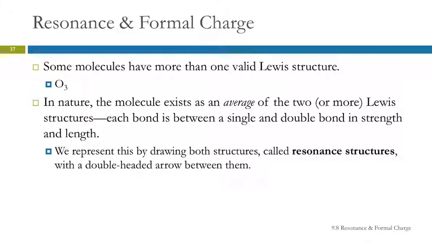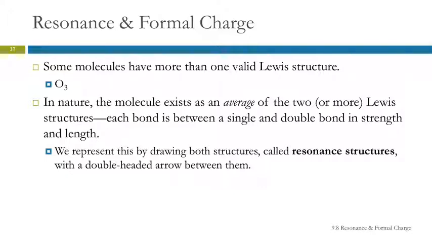We've been talking about Lewis structures. Sometimes you can draw more than one valid Lewis structure for a given compound or ion. So let's look at ozone and draw the Lewis structure for ozone. Well, ozone is O3, and in Chem 1A we don't make rings of atoms.